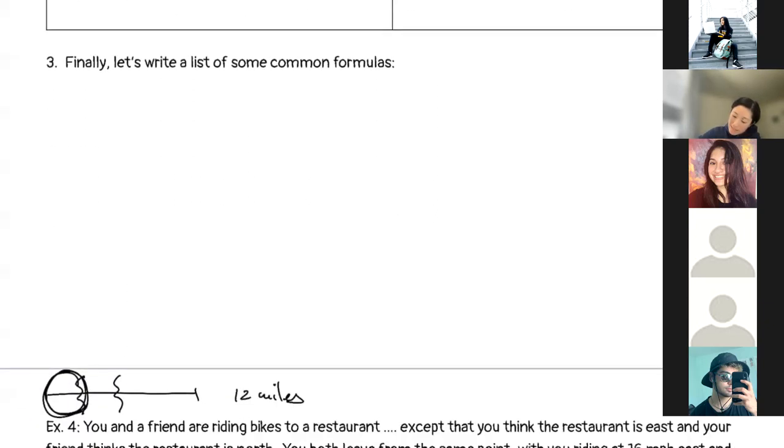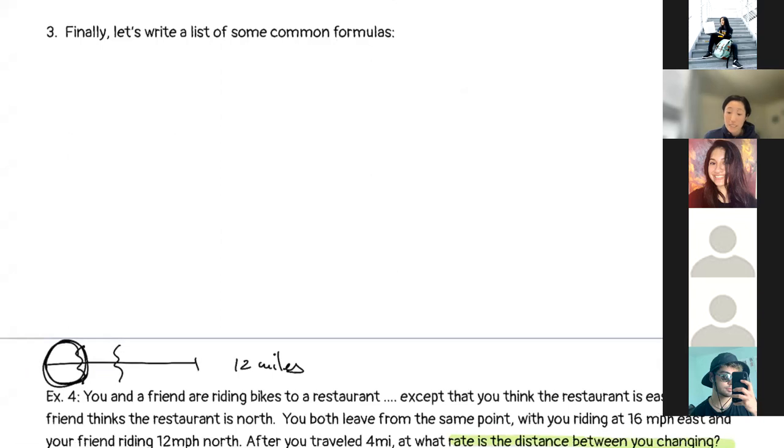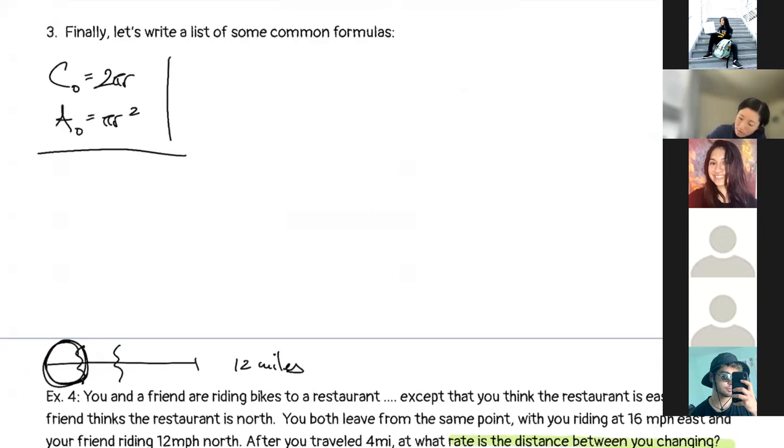All right. Last thing I want to leave you here with is a list of some common formulas. So we've written out a bunch of them already, but let's just have them in a nice place. Let's start with the circle. I know we didn't see circles a lot today, but sometimes we see just a circle. So circumference of a circle is 2 pi r, and area of a circle is pi r squared. Those are 2 nice formulas to have in your back pocket about circles.